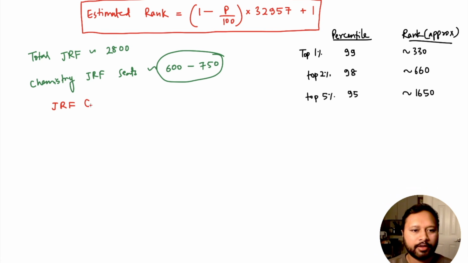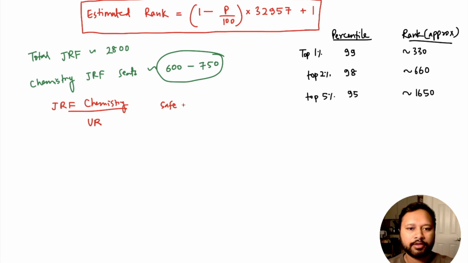So for JRF chemistry, if you talk about the unreserved category, I will give you a safe score, which will be the lower cap. If your rank is better than this, you should be happy. And then I have the upper cap, which is like, it could happen. The upper cap is the range up to which it depends on whether CSIR has more seats this time, then this range can be true. So that's the range I'm giving to you.